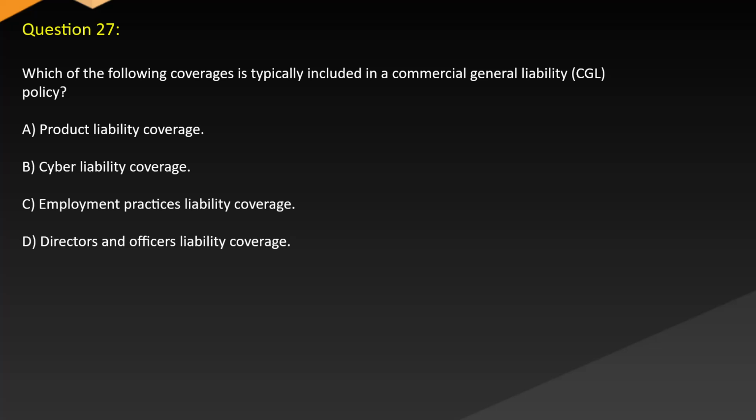Question 27. Which of the following coverages is typically included in a commercial general liability, CGL, policy? A. Product liability coverage. B. Cyber liability coverage. C. Employment practices liability coverage. D. Directors and officers liability coverage.